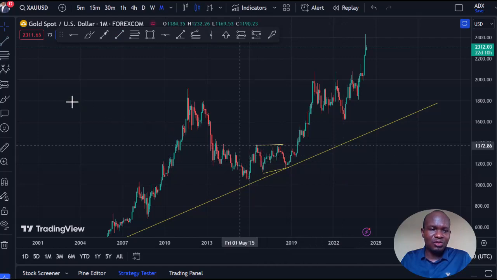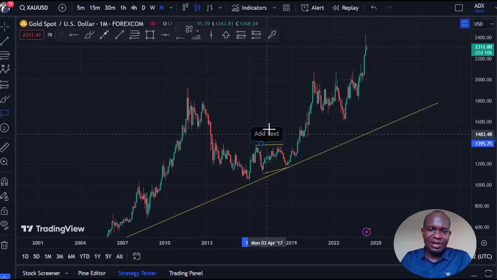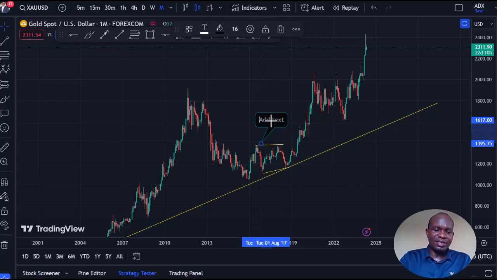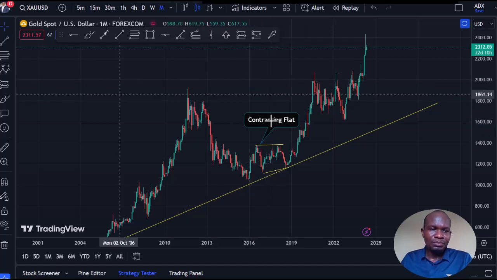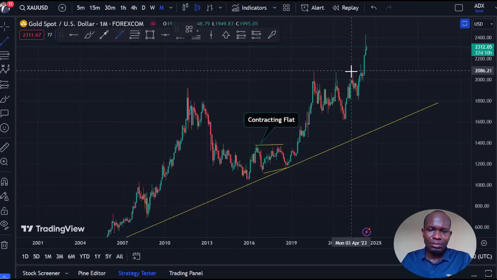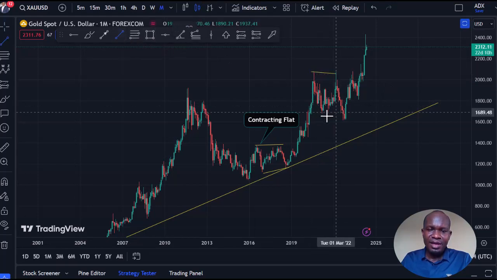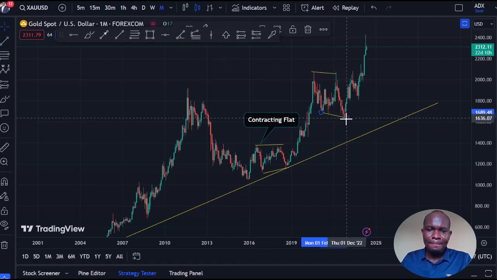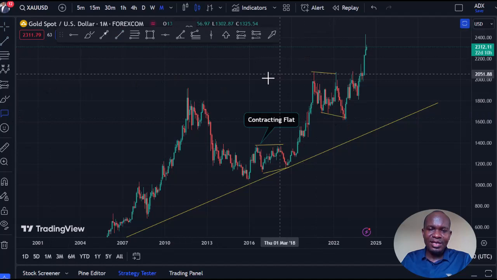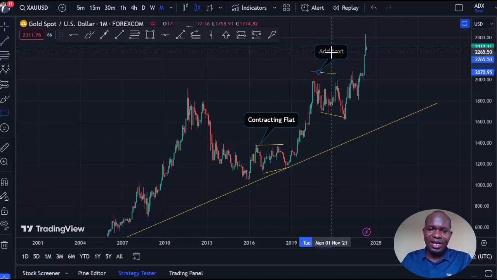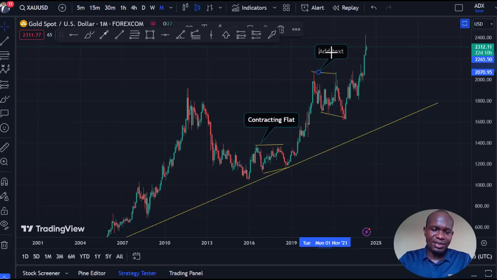So here we have a 3-wave, which let's label as a corrective contracting flat. We have a contracting flat here. We also have a regular flat here. Don't worry, even if you don't understand, just pay attention to what we are doing. At the end, your whole stuff will make sense. We have a regular flat.